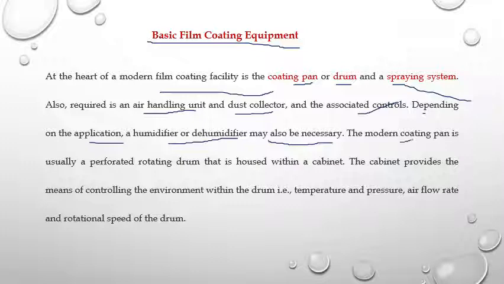The modern coating pan is usually a perforated rotating drum that is housed within a cabinet. The cabinet provides the means of controlling the environment within the drum, that is the temperature, pressure, air flow rate and rotational speed of the drum.